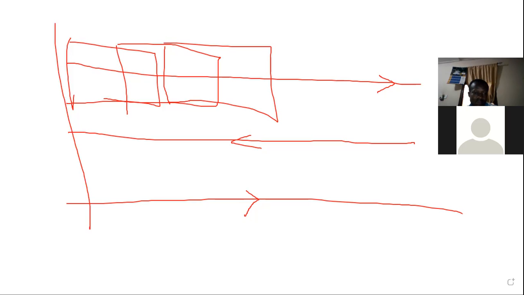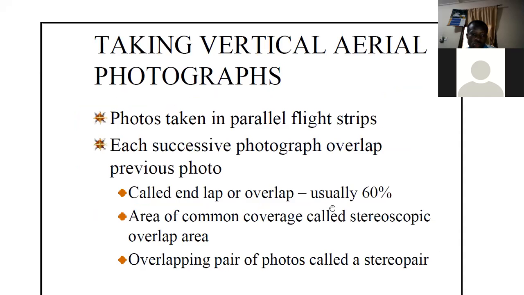So that is basically it. We need to take photos in parallel flight strips. You don't take it anyhow. You don't take one here, fly forward a bit, and go and take one on the Atlantic Ocean. That is not the type of photograph we are talking about. We're talking about photos that are taken along parallel flight strips. So the lines that we are taking along should be parallel.